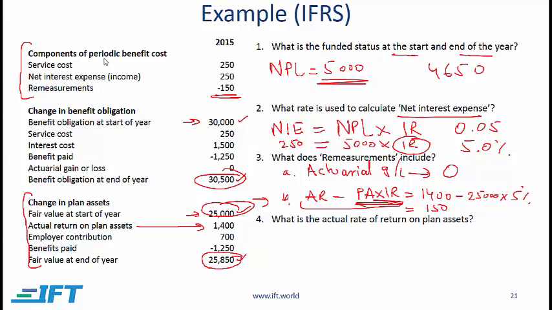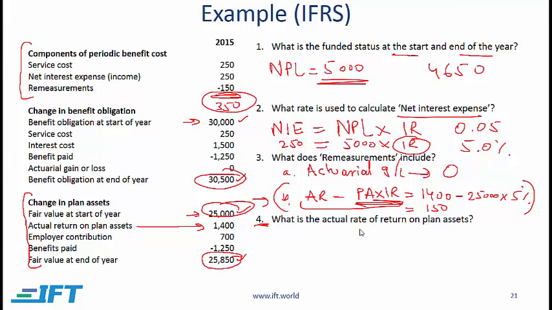And let's look at the numbers here. The service cost is 250, net interest expense is 250, so this is 500. This gain is going to reduce the pension cost, so we subtract 150 and we have 350. So 350 is our total pension cost, and the question was, what does remeasurements include? Remeasurements basically includes this number.